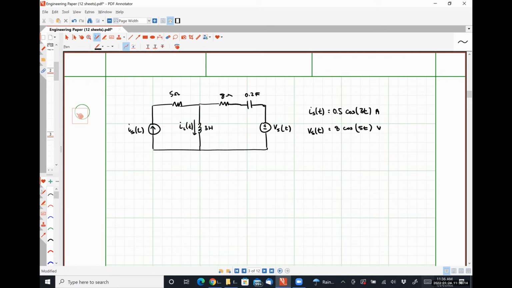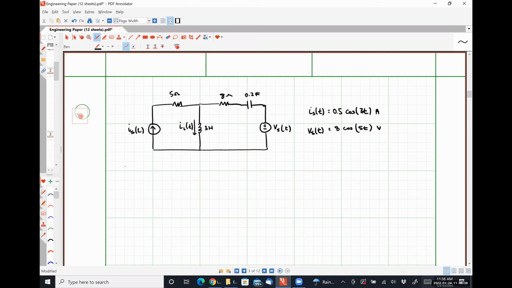we can simply figure out what the contribution of the source IS is to the quantity IL. We can figure out what the contribution of the voltage source VS is to the quantity IL, and then simply add those two results together. So let's go ahead and do that.